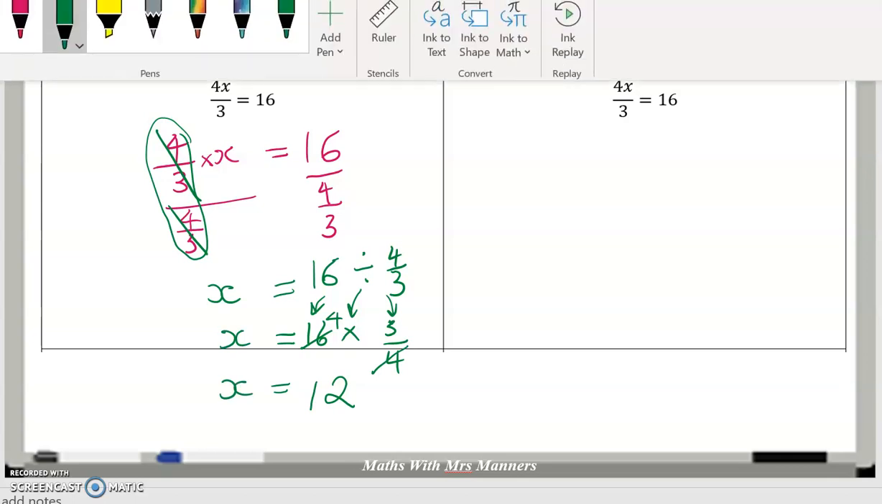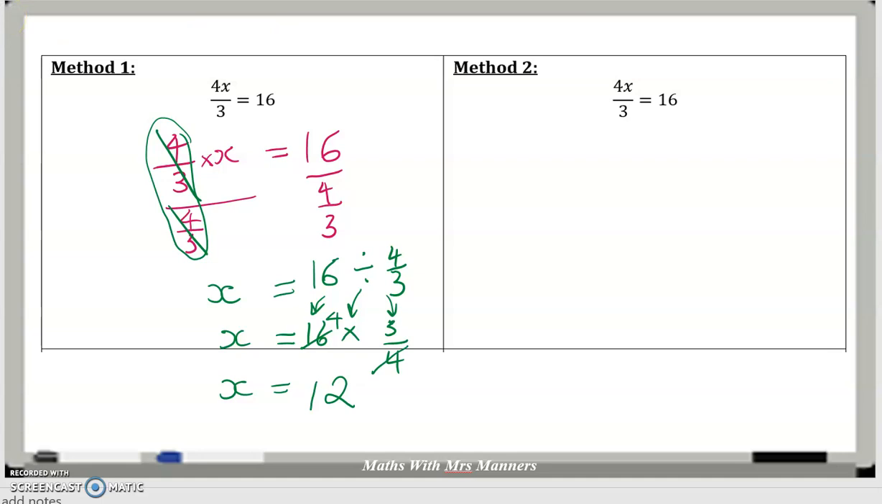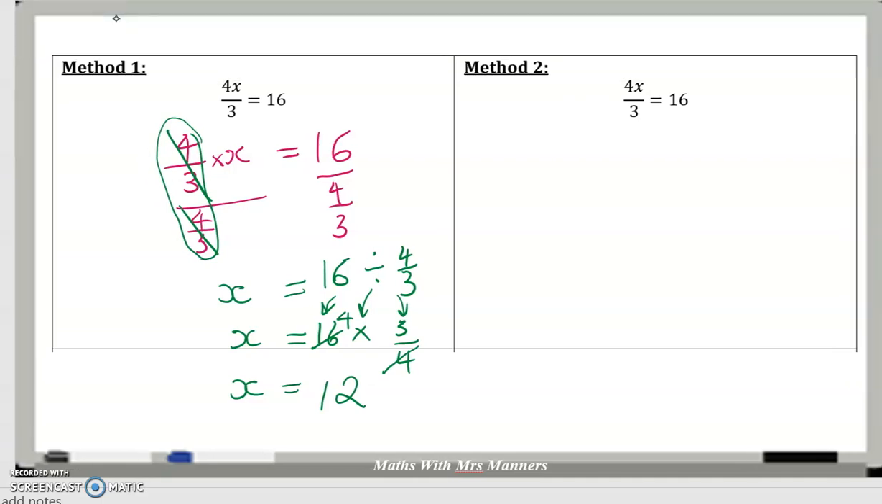The other method I can use to solve this equation is to remove the two numbers in 2 separate steps.